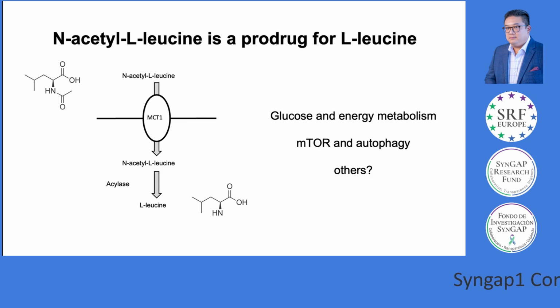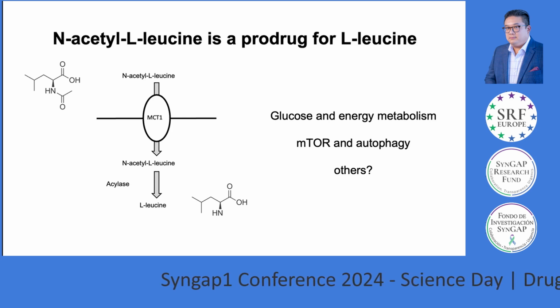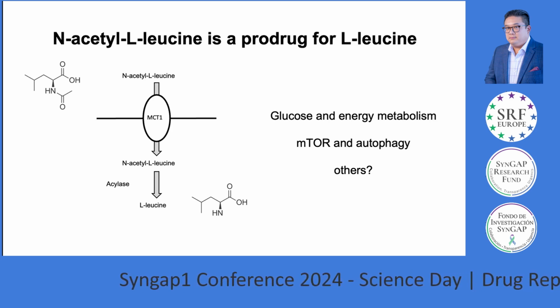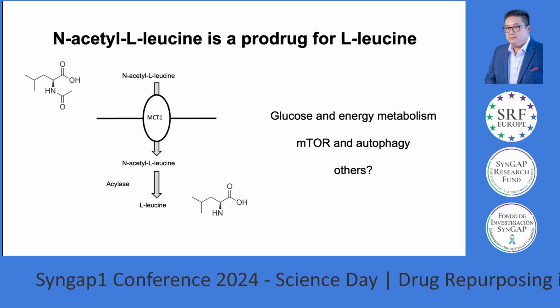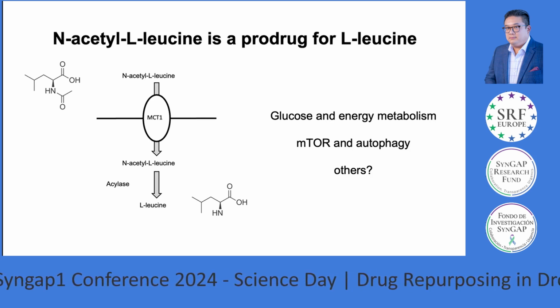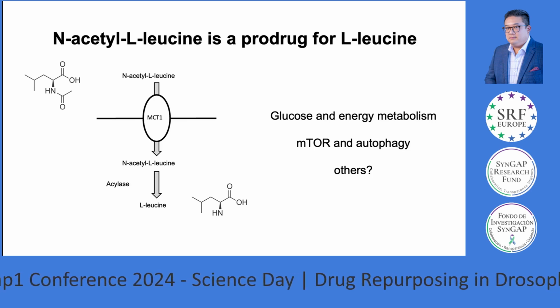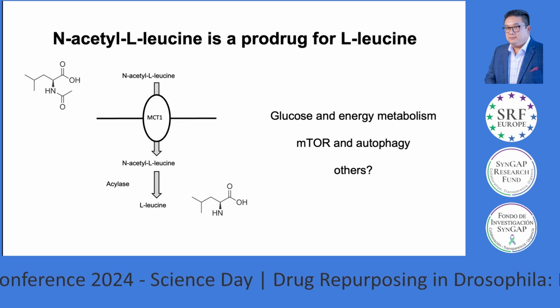And so what is it doing biologically? It turns out L-leucine can have a number of different effects. You can imagine it's an amino acid, so it can impact anything that's protein translation related, but it also impacts glucose and energy metabolism, which we'll get back into in a second. It has really strong effects on mTOR and autophagy. Autophagy is kind of like the cleanup crew of the cell. And other pathways as well. And these are things we're going to dig into in the next year.